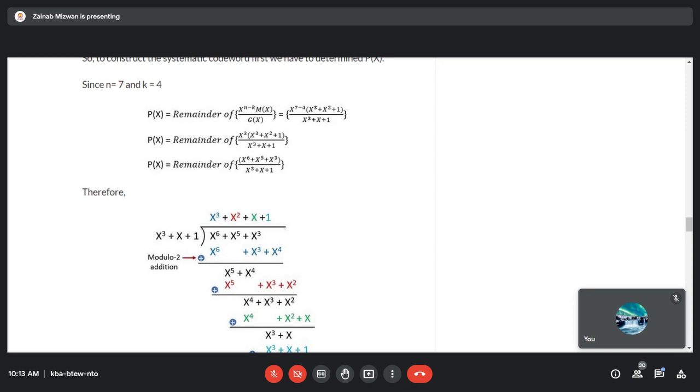Now, as we have obtained the product, what is our second step? Divide the product by the generator polynomial. We have to divide the product x raised to 6 plus x raised to 5 plus x cube by the generator polynomial. What is your generator polynomial? x cube plus x plus 1.